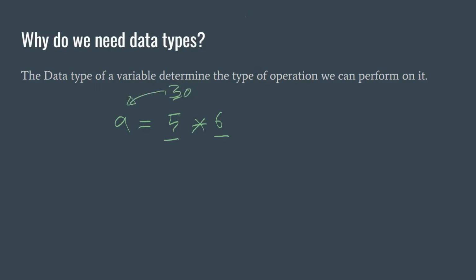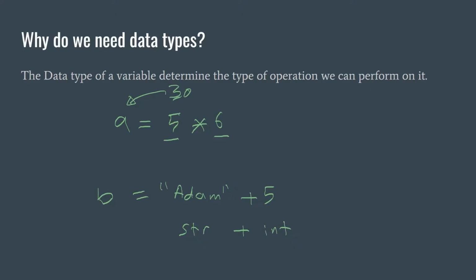However, I cannot do operations like this. I cannot write Adam plus 5 in Python and store it in a variable B. I cannot add a string with an integer. This operation is not allowed in Python, okay? So the importance of the concept of data type is that data type determines what type of operations are compatible, or what type of operations are allowed with a certain data type.